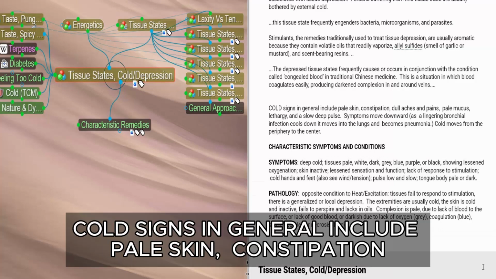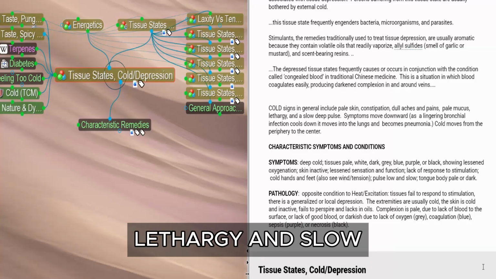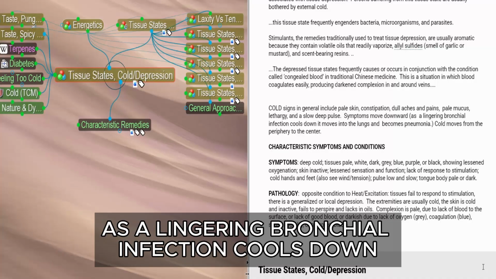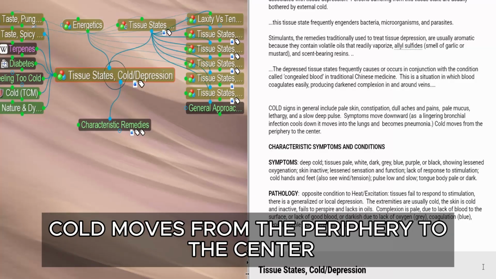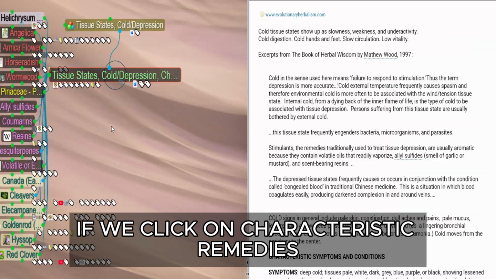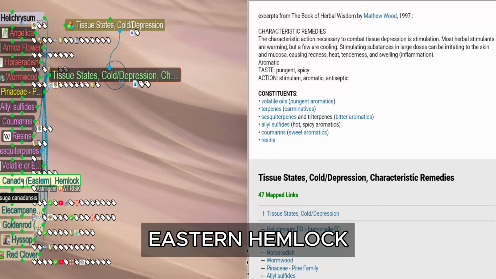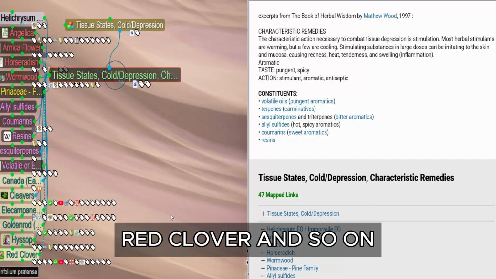Cold signs in general include pale skin, constipation, dull aches and pains, pale mucus, lethargy, and slow deep pulse. Symptoms move downward. For example, as a lingering bronchial infection cools down, it moves into the lungs and becomes pneumonia. Cold moves from the periphery to the center. If we click on characteristic remedies and look over on the left, we see herbs like angelica, eastern hemlock, elecampane root, cleavers, red clover, and so on.